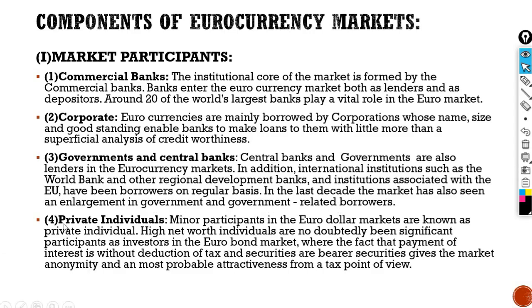And the last participants are the private individuals. Minor participants in the euro dollar market are known as private individuals. High net worth individuals are undoubtedly significant participants as investors in the Eurobond market, given that payment of interest is without deduction of tax and securities are bearer securities, which gives the market autonomy and most probably attractiveness from a tax point of view. So these are the four participants of the euro currency market: the commercial banks, the corporates, the government and central banks, and lastly the private individuals.